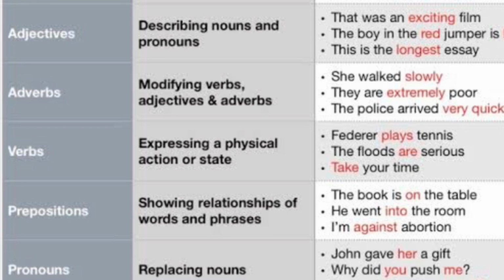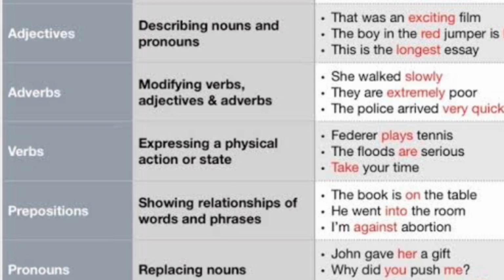So an adverb tells us more about a verb or an adjective, or it can tell about another adverb also. When we say she walked slowly, slowly is an adverb. She walked very slowly. So it is telling more about an adverb there. So it can tell more about a verb, an adjective, or another adverb.